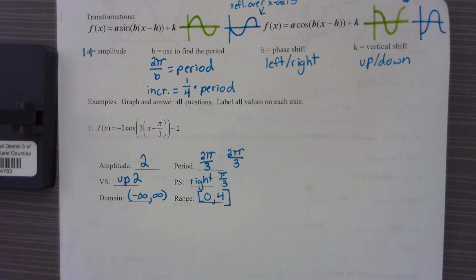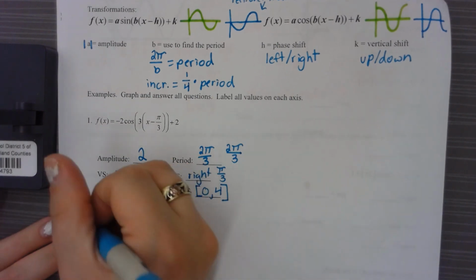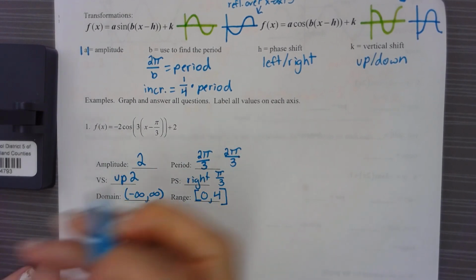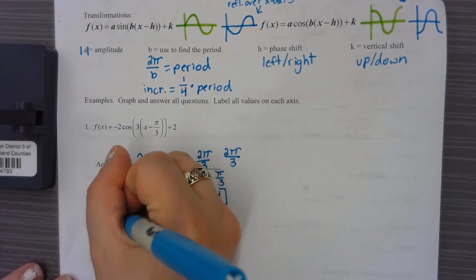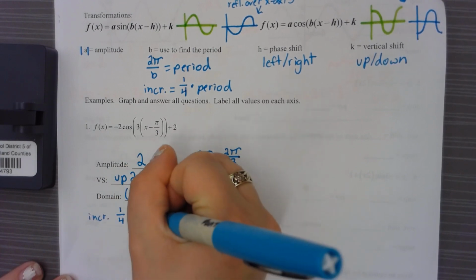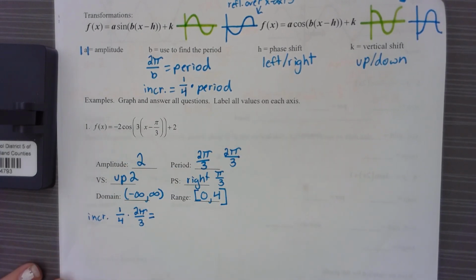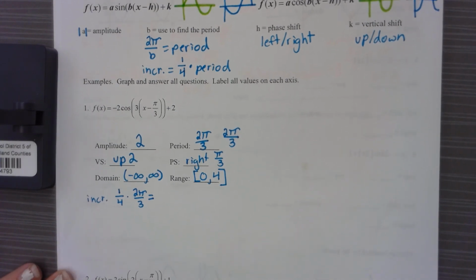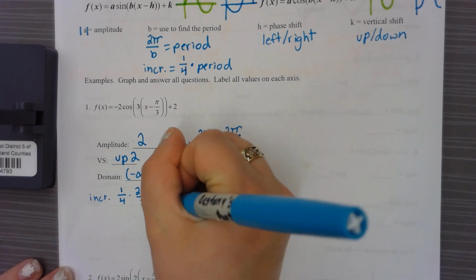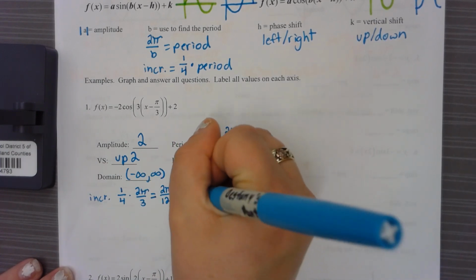Okay. So next we want to find my increments. So to find my increments, what am I going to do? 1/4? Mm-hmm. Right, because we're always going to have 4 increments every single time. So what are my increments? Yeah, so this would end up multiplying out to be 2 pi over 12, which does reduce to pi over 6.